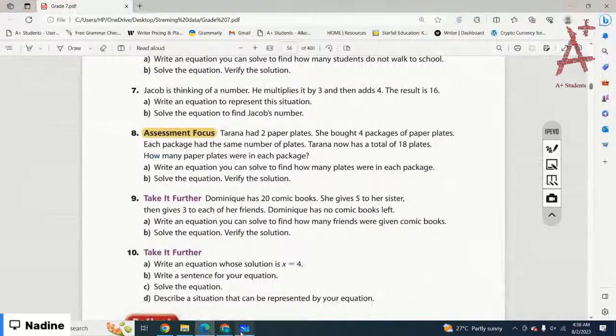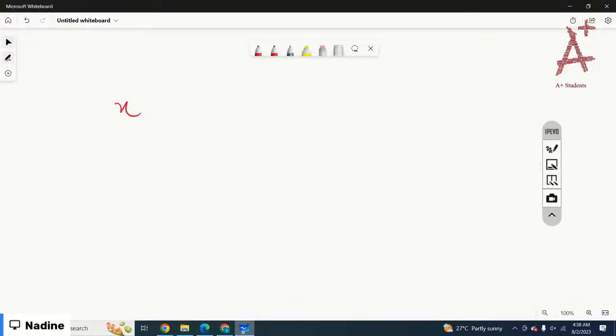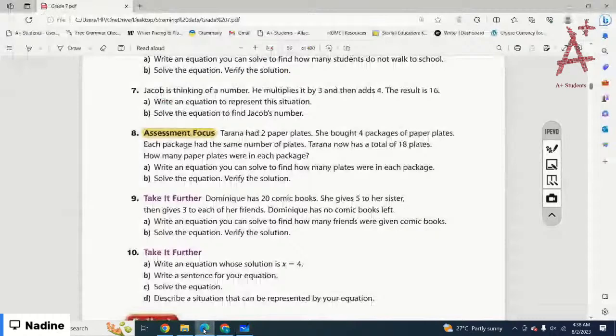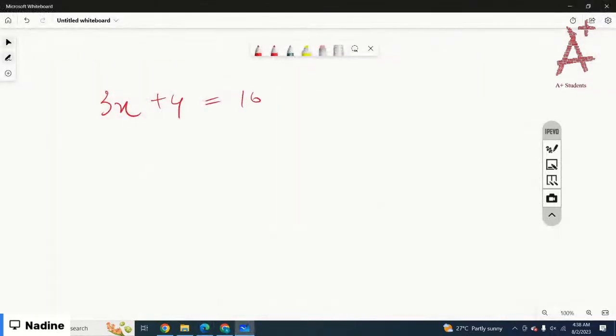He multiplies it by 3 and adds 4, and the result is 16. Okay, here is the situation. x is the number he thinks. He multiplied the number by 3, added 4, and it equals 16. Let's just calculate the value of x.